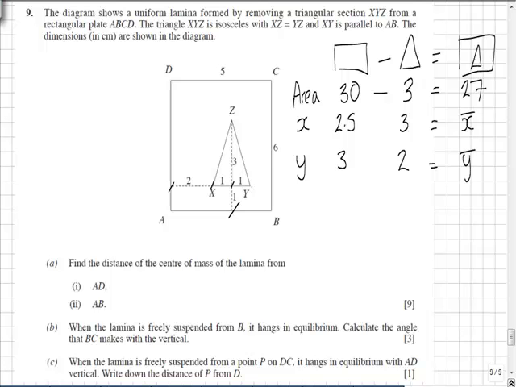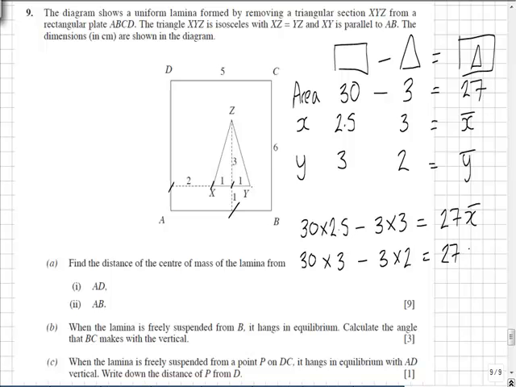So if we set up two moment equations, we can see for x bar we're going to have 30 times 2.5 minus 3 times 3 is equal to 27 x bar, and 30 times 3 minus 3 times 2 is equal to 27 y bar. So obviously if we just divide through those by 27, we'll get a value for x bar, which in this case is 2 4/9, and y bar is equal to 3 1/9 centimeters.